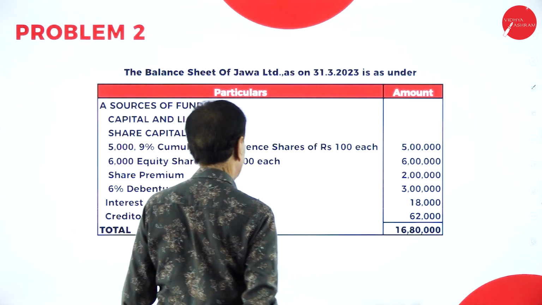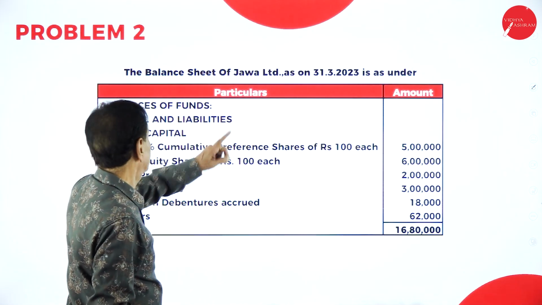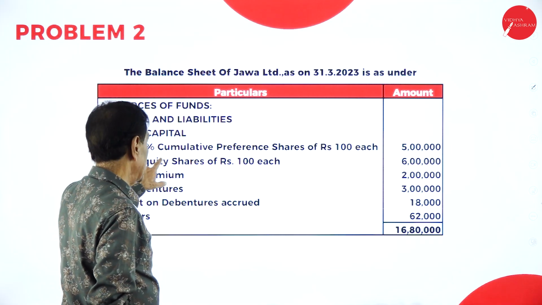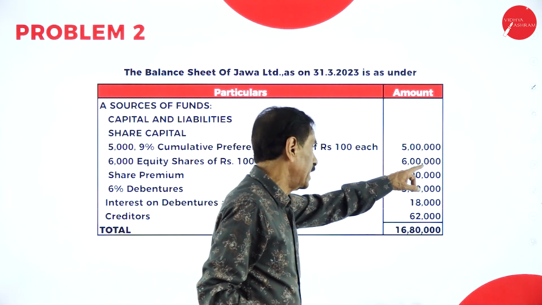Next one. Capital and liability. Share capital. Problem number 2. 5,000, 9% preference shares of 100 each, 5 lakh.